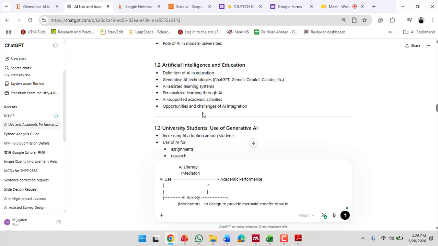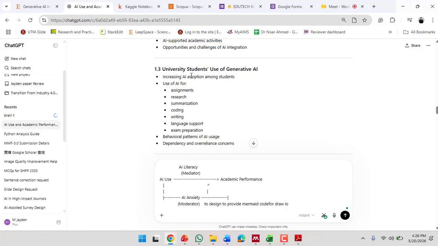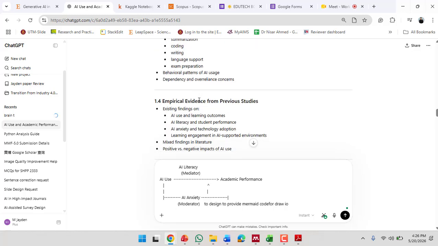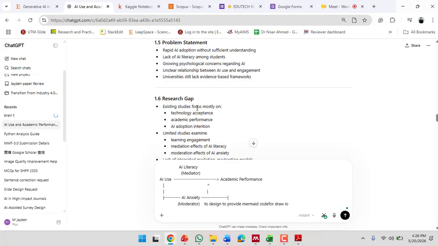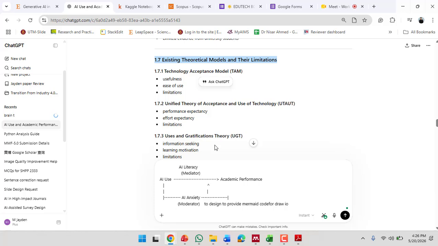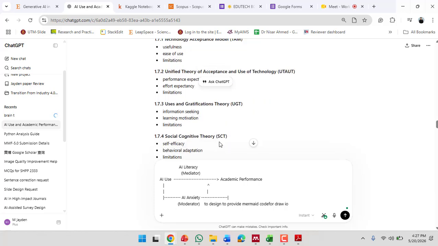Then the second section is the theoretical model and limitations. First I told them that we need to give some background and theoretical underpinning: what kind of theories are available in the literature, the technology acceptance model, UTAUT, UGT, SCT, social cognitive theory, and if you want, self-determination theory. Many theories are available. Now the next is your proposed model. This is the basic information that ChatGPT gives you right away.